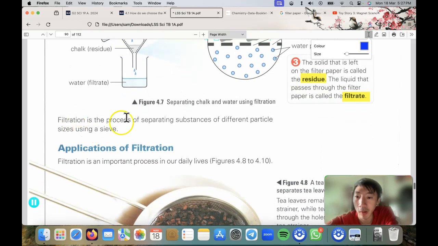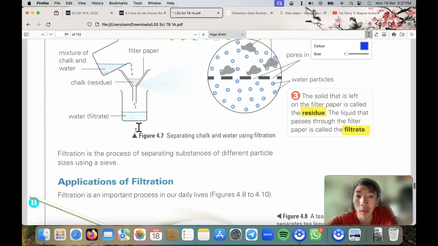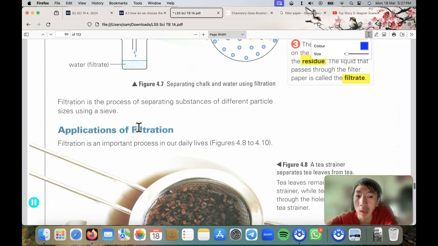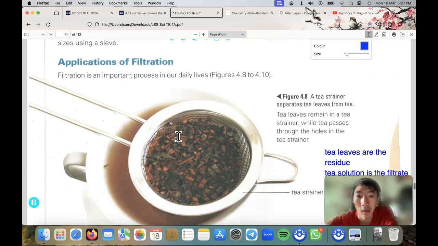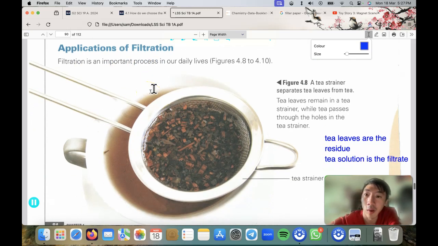So filtration is a process of separating substances of different particle sizes using a sieve. It is one of the very simple and efficient methods, and doesn't really cost much. You just use a filter paper or a filter sieve, then it's enough already. Let's look at some examples of filtration in our life before we watch a video.